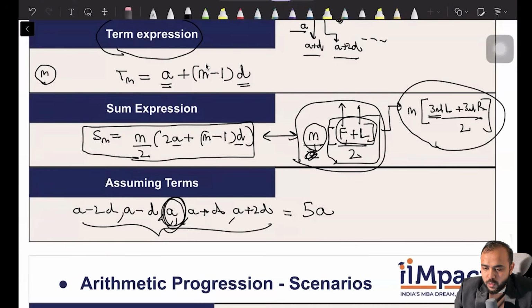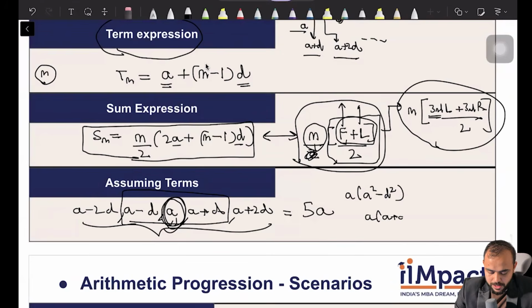Furthermore, the products are going to be very simplified. If you multiply these three terms, you will get A into A square minus D square, which is a much more elegant result as compared to A into A plus D into A plus 2D. So it's up to you how you want to assume the terms.